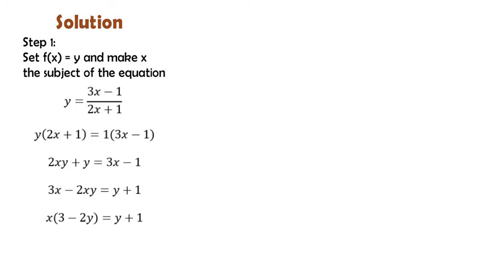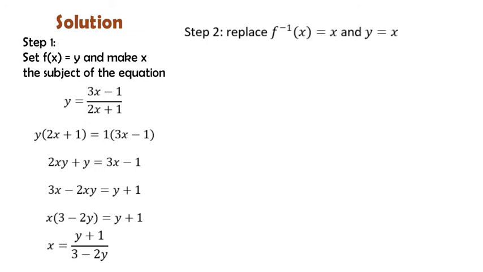Then we collect like terms. We have 3x minus 2xy equal to y plus 1. Make x the subject of the formula. We have x equal to y plus 1 over 3 minus 2y. Second step is to replace x with f inverse of x wherever we see x, and replace y with x wherever we see y. Therefore, we have f inverse of x as x plus 1 all over 3 minus 2x.